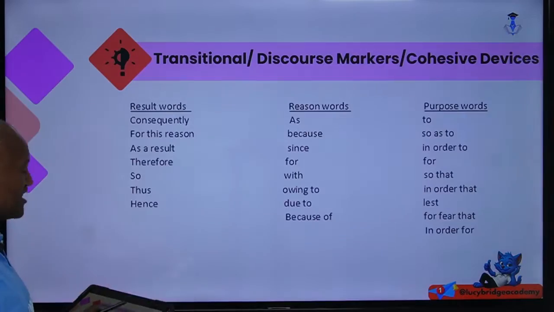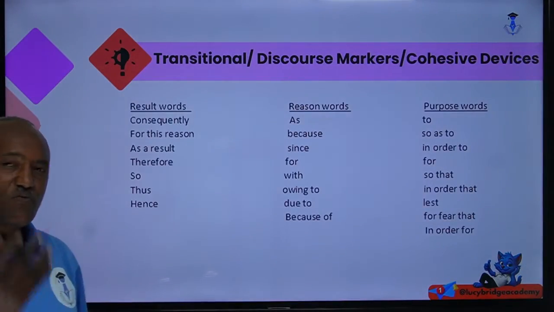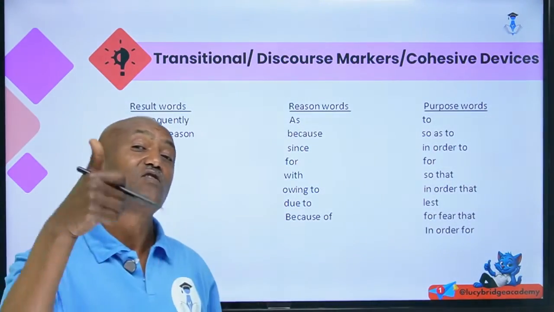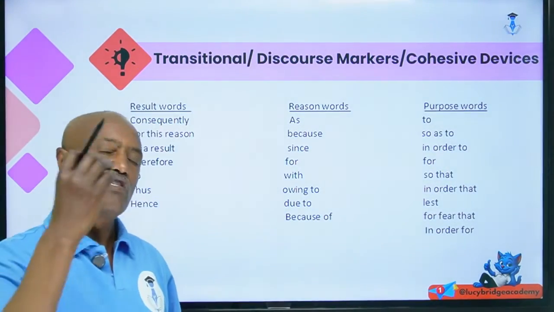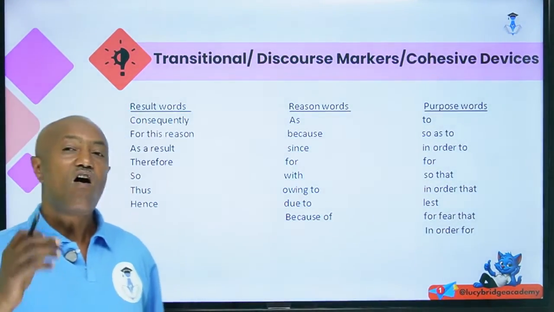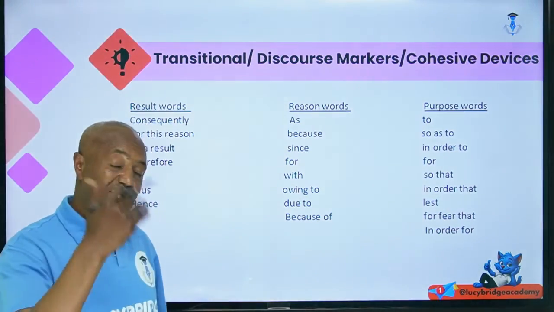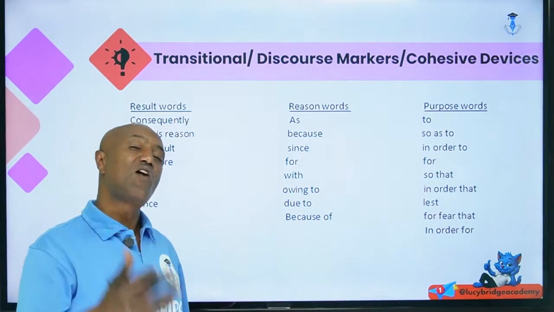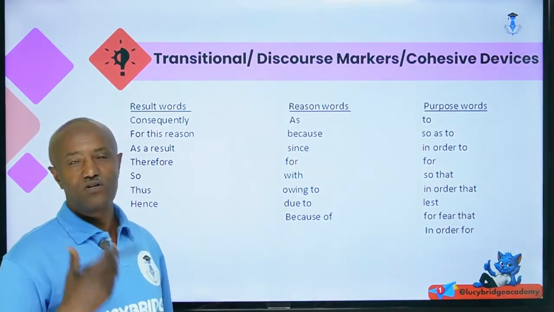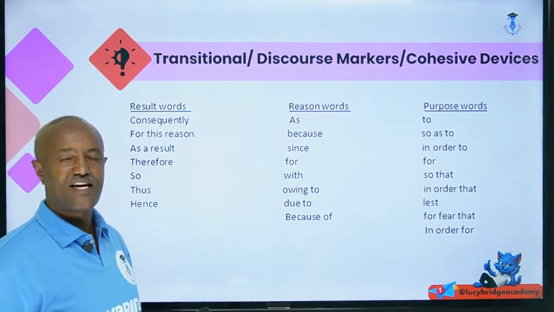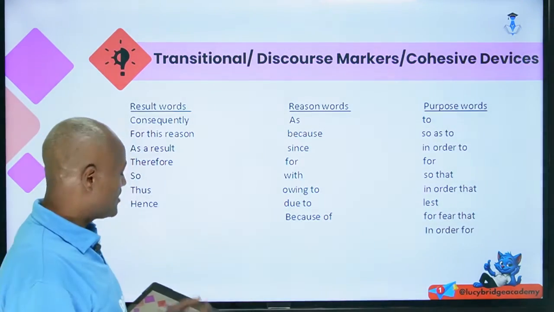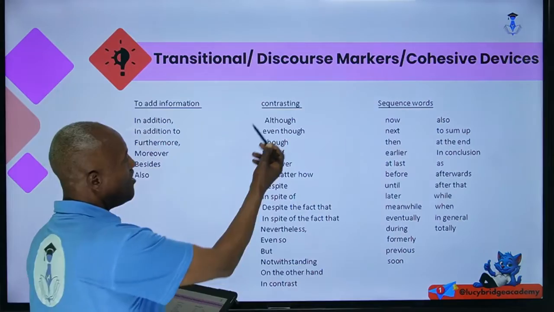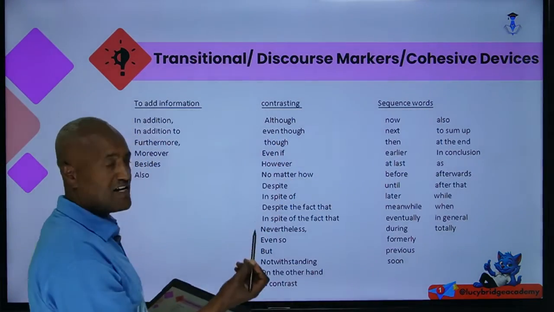So these are very important. One, to be familiar with the categories, that means knowing where each is found, is one kind of knowledge. But don't think, students, that only because they are found under the same category, one can replace the other. We can't say like that. Don't overgeneralize. For instance, when we discussed contrasting, although and even though are here.